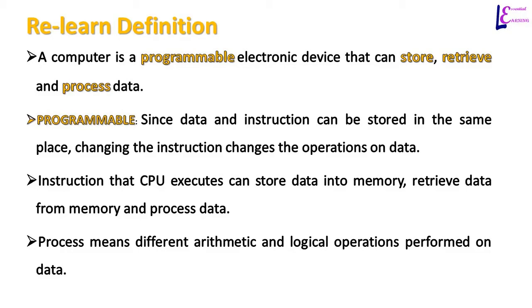A computer is a programmable electronic device that can store, retrieve, and process data. Word programmable is a mystery word here. Why is a computer a programmable device? A computer is programmable because instructions and data are stored in the same place. Changing the instruction, we can change the operations on data.